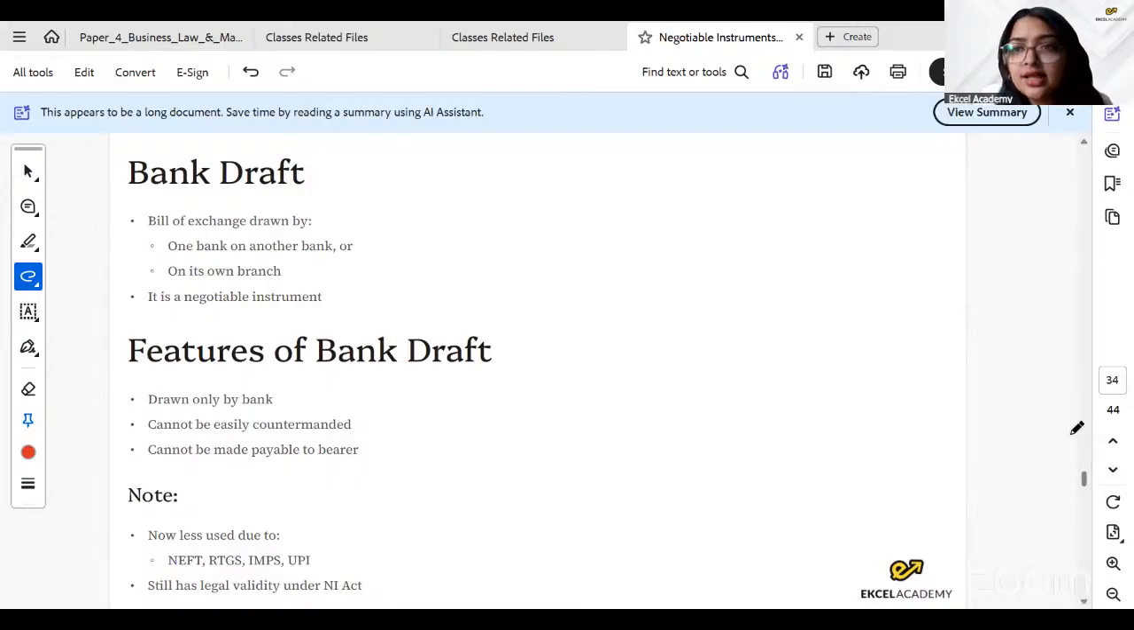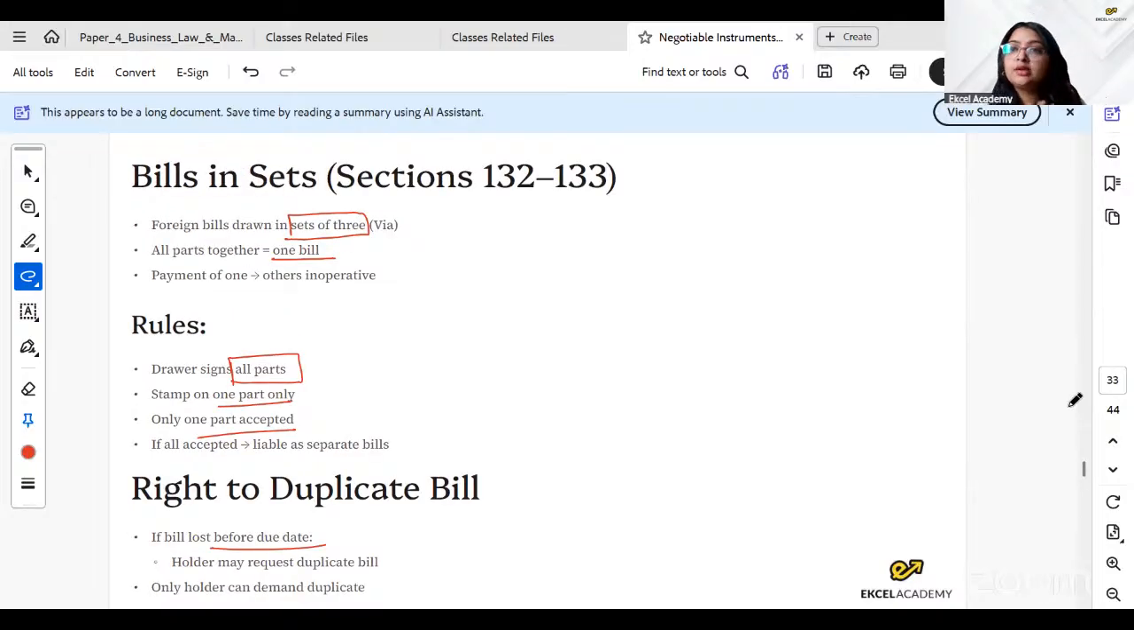There's another class scheduled for today, so we'll have to end this class here. But I hope you are clear with the concept of your negotiable instrument, the characteristics, the various kinds of negotiable instrument, and also the ones which are specifically mentioned in the Negotiable Instruments Act of 1881.